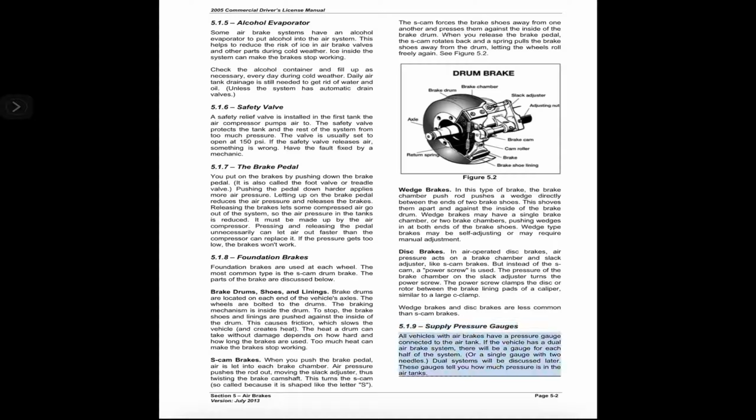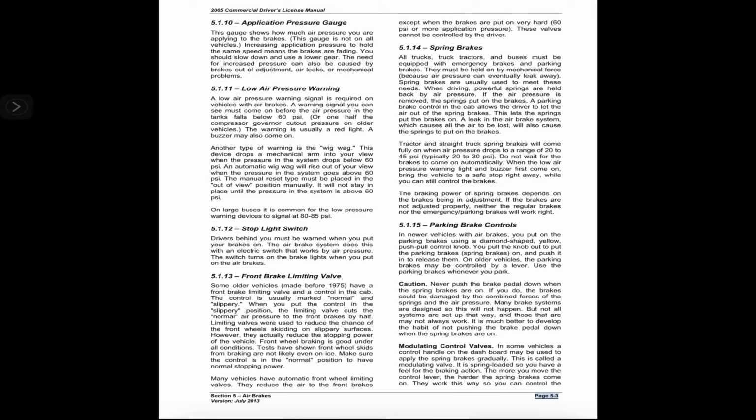5.1.9 Supply pressure gauges. All vehicles with air brakes have a pressure gauge connected to the air tank. If the vehicle has a dual air brake system, there will be a gauge for each half of the system, or a single gauge with two needles. Dual systems will be discussed later. These gauges tell you how much pressure is in the air tanks.